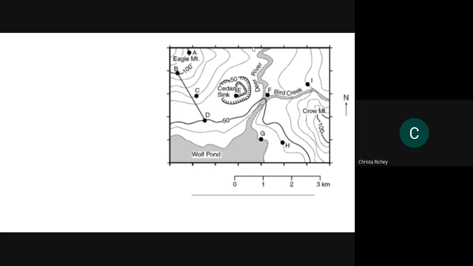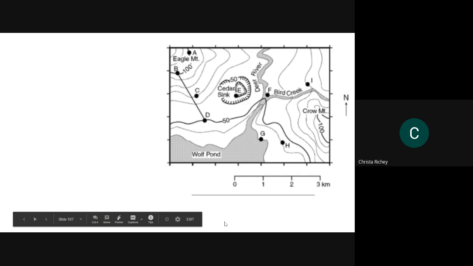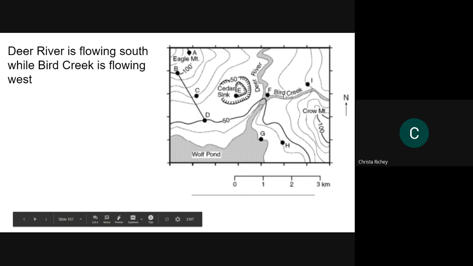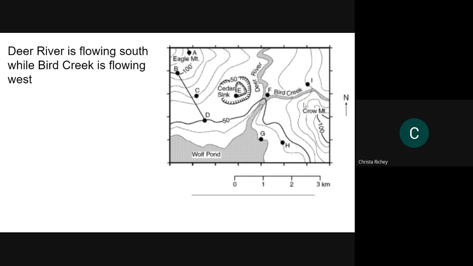It is flowing south, whereas Bird Creek is the one that's next to it. Deer River is coming from the north. It originates from the north. It flows south. Once again, these V's show the direction it's coming from. So Bird Creek, these V's are pointing to the right, which is east. So Bird Creek is originating from the east, but it's actually flowing west.